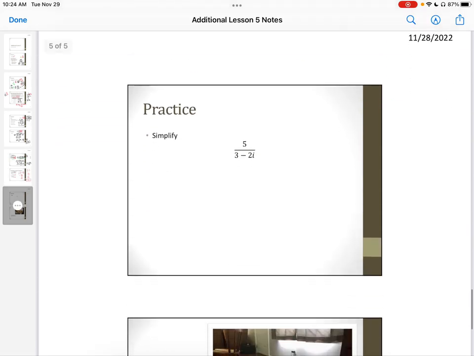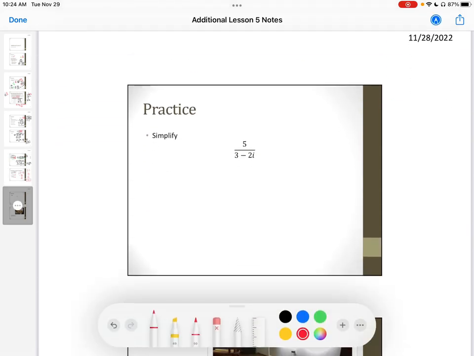Then the other example, say we have a binomial on the bottom. Okay, this is where we do have to multiply by the radical conjugate, which, remember, for the conjugate, you just change the sign in the middle. So that's a 3 plus 2i, 3 plus 2i on top. Okay, so I get a 15 plus 10i over, on the bottom I'm going to have to FOIL. 3 times 3 is 9. 3 times a positive 2i gives me a positive 6i. Negative 2i times 3 gives me a negative 6i. Negative 2i times a positive 2i gives me a -4i squared.